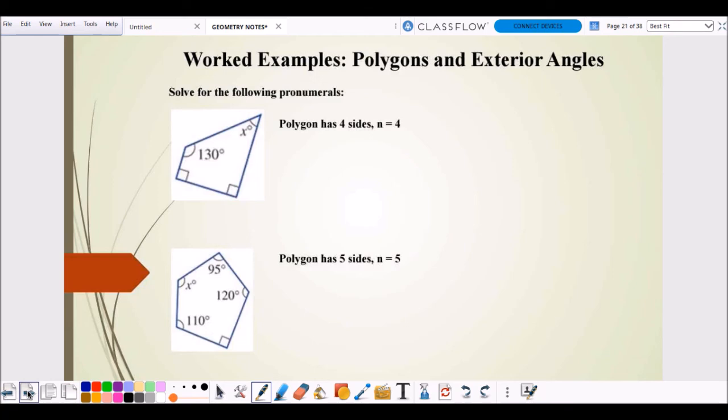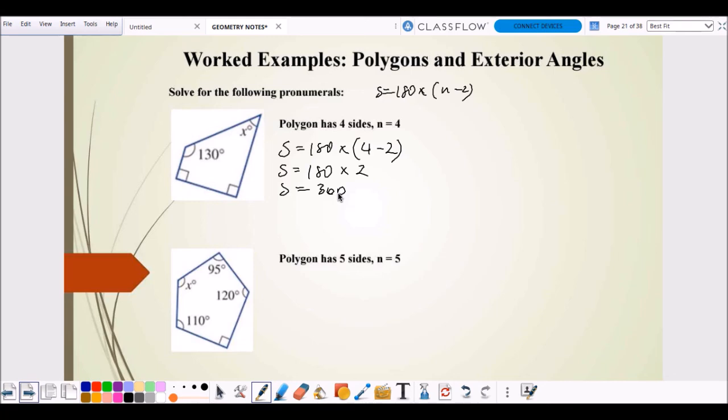Alright, so let's try and figure out some of these angles. This polygon here has 4 sides. So if you wanted to find the total angle for it, you would go 180 times 4 take away 2. Remember the formula was 180 times number of sides take away 2. In this case, it's got 4 sides, so the total angle here is 180 times 2, which equals 360.